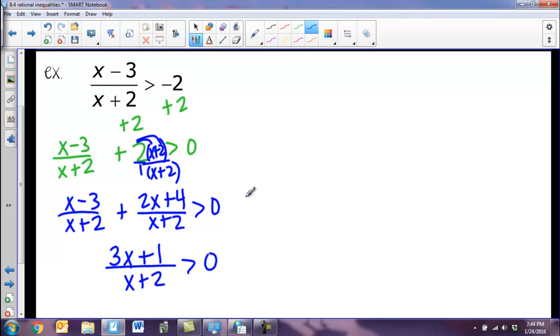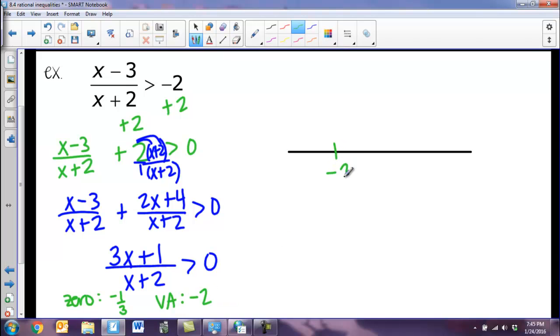Now I can do the same thing that I did on the problem before. I can draw my sign chart and figure out where my vertical asymptotes and everything are. Right here I would have an x-intercept, or a 0, at negative 1/3, and I would have a vertical asymptote at negative 2. So that's what I'm going to put on my sign chart. I have negative 2, and remember, that's a vertical asymptote, so sometimes it might be helpful to draw that line in. And then negative 1/3.